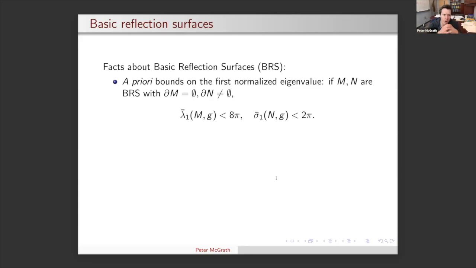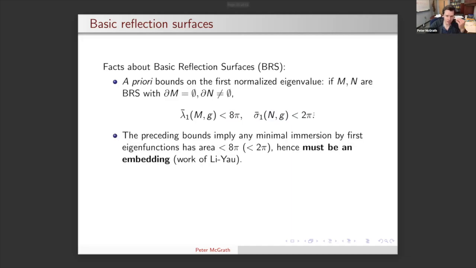So for any BRS, in the closed case, so we use M for the closed case, N for the case with boundary usually, the first normalized eigenvalue is always less than, so I've made a mistake here. This should be 16 pi here instead of 8 pi. It's easy to get mixed up between whether you're thinking about area, if you're thinking about a minimal surface, or the actual normalized eigenvalue, because there should be an extra 2 here. So this should be 16 pi here. In the case with boundary, you get 2 pi.